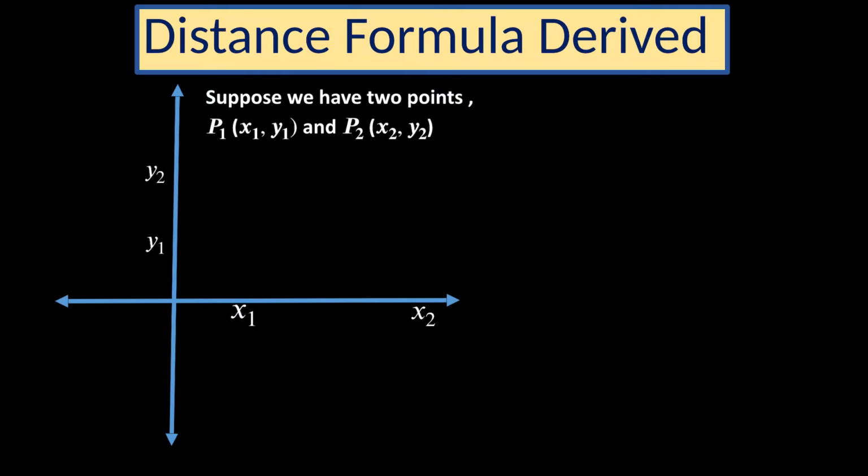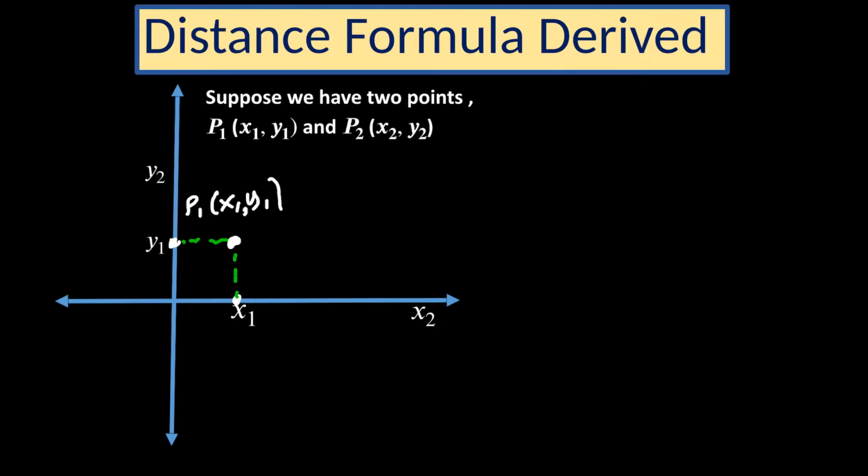Alright, so let's try to plot the points. Let's start with P sub 1. So P sub 1 is x sub 1 and y sub 1. So if this is our x sub 1, and this is our y sub 1, then this is the point, and that will be our P sub 1, x sub 1, y sub 1.